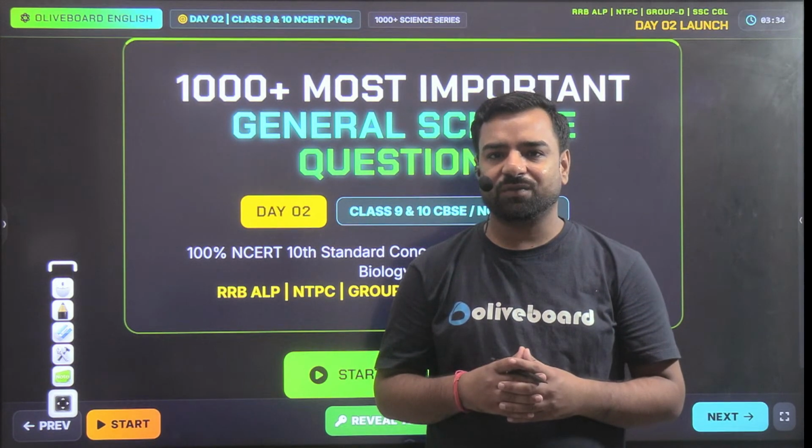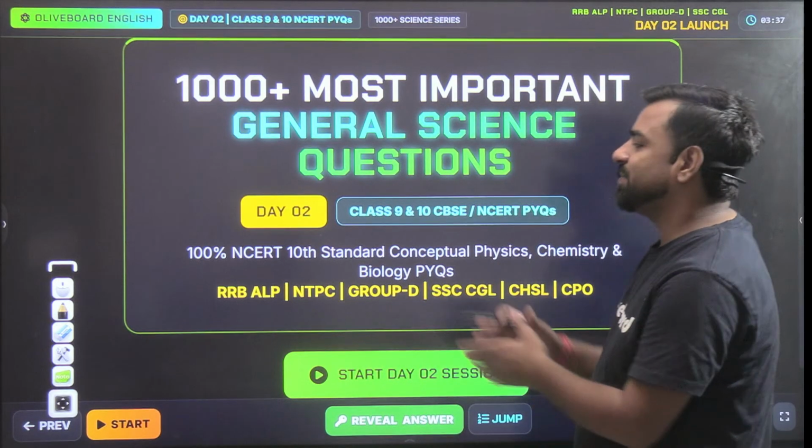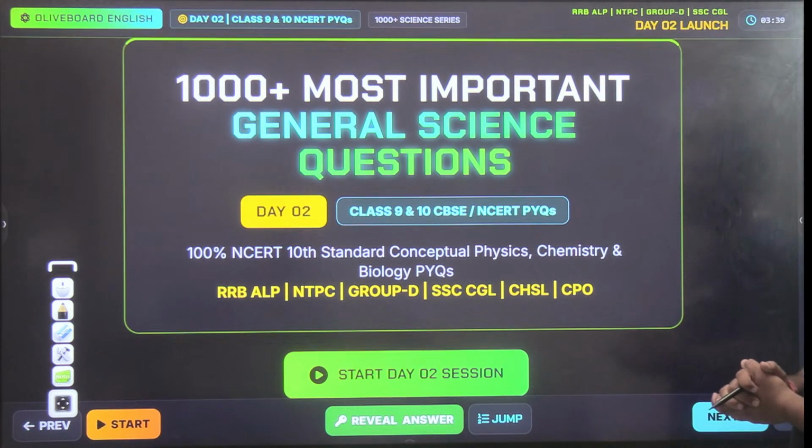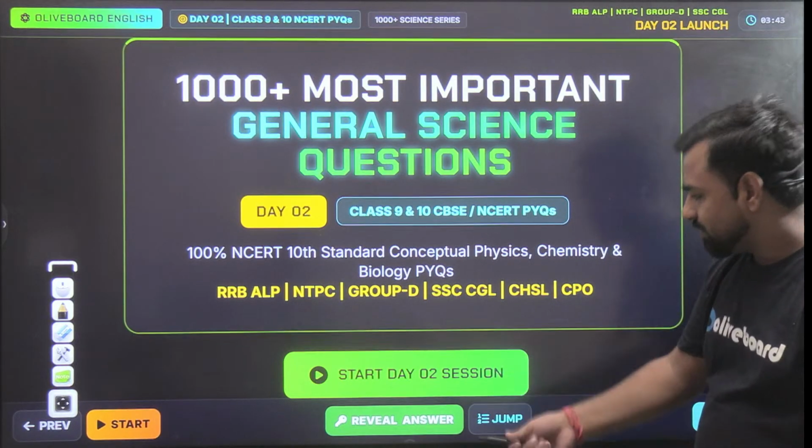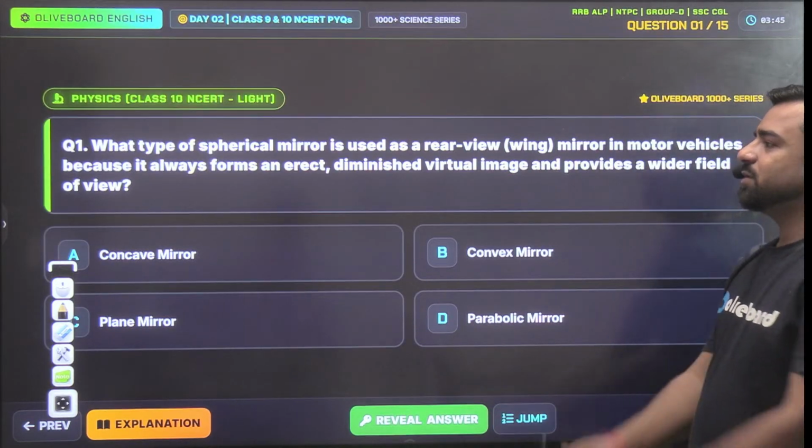So, what is the first question of the day? Let's start with the 100% NCERT 10th standard conceptual physics, chemistry, and bio questions which are relevant for all the RRB and SSC examinations. So, we are starting with day 2. What is the first question?